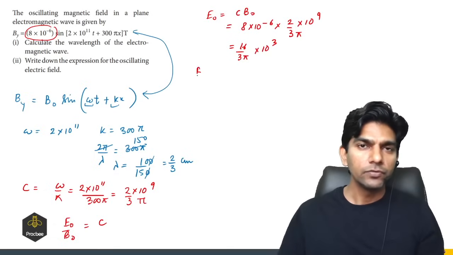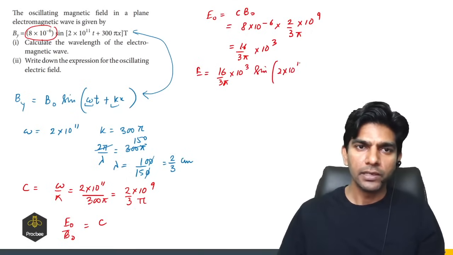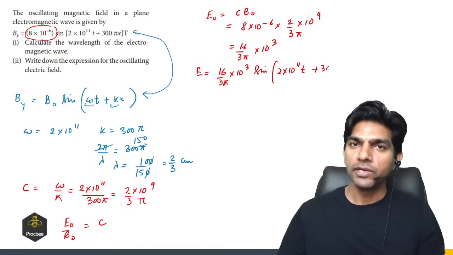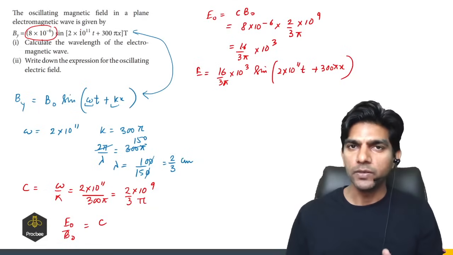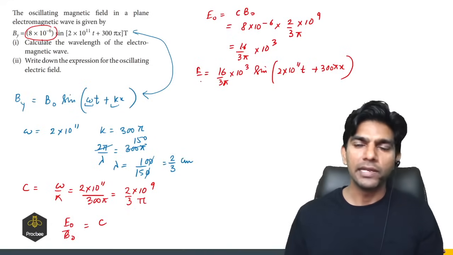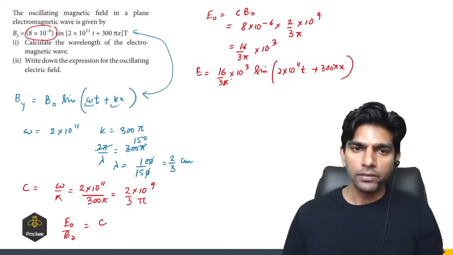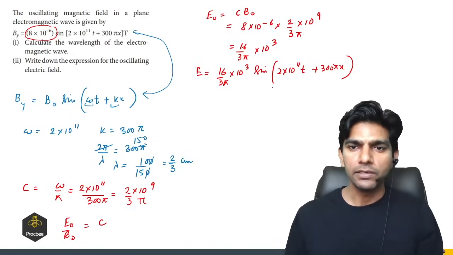So we can say electric field will be given by 16 upon 3 pi times 10 raised to 3 sine of (2 into 10 raised to 11 t plus 300 pi x). The sine terms remain the same, only the amplitude of the electric field will change. And since the direction of magnetic field is not given, we cannot tell the direction of electric field.